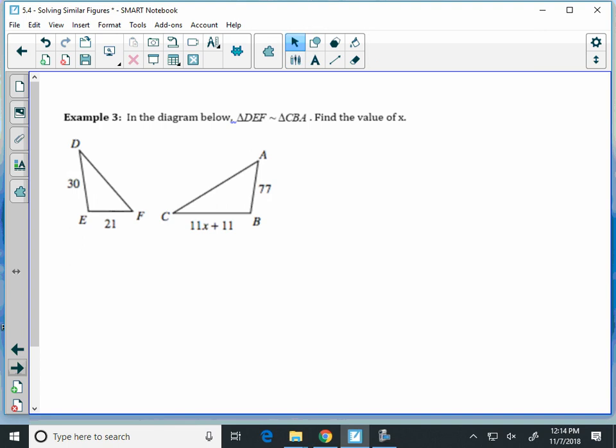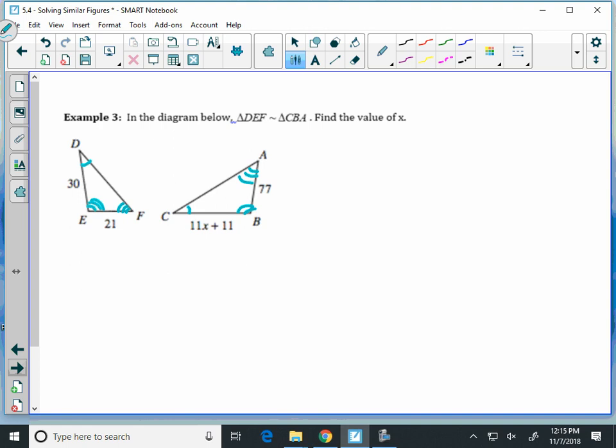If we take a look at example 3, it says in the diagram below, again, mark your angles. Triangle DEF. So 1, 2, 3. It's similar, that squiggle means similar. CBA. So 1, 2, 3. This is why it's super important to mark your angles. If you don't mark your angles, you're going to match up the wrong side with the wrong side just because of how it's oriented. Okay?